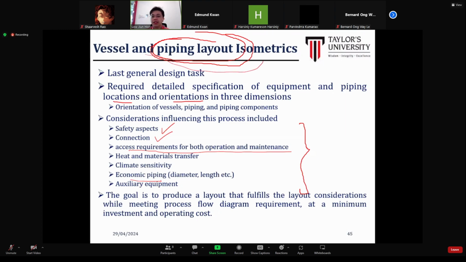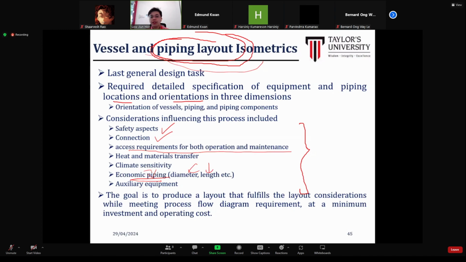And also the economics of piping, because when you design the piping layout, of course, you need to decide the diameter and length of the piping you are going to use and install. You need to play with the diameter and length so that you get a pipeline that is big enough to transmit the process stream, and at the same time reduce the cost you need to invest in the piping here.